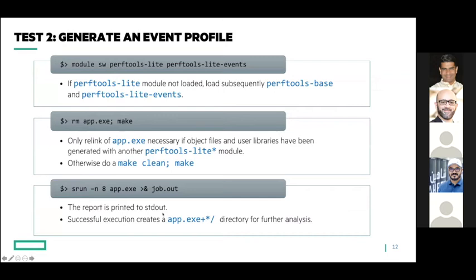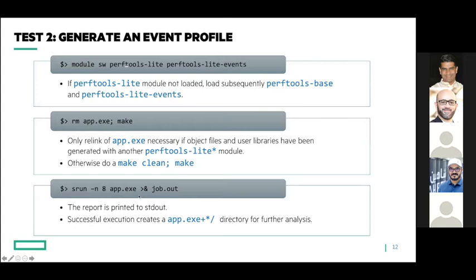Okay. Now, what we have seen was sampling. But if you want to have more information or more precise information, you can do event profiling. Remember, that's the one with more overhead, but you get more precise results. So you just do module swap PERFTOOLS Lite to Lite events. You just need to remove the application. You don't have to rebuild everything. You just have to remove the application and relink. And then you just restart the application and capture the standard output.